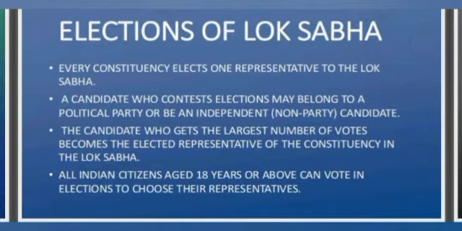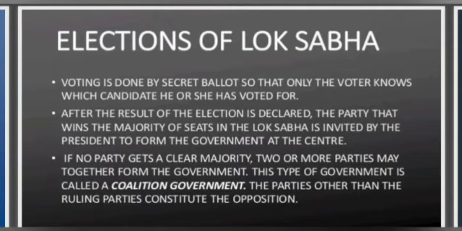Now, how the election is done: the voting is done by secret ballot, so that only the voter knows which candidate he or she has voted for. After the result of the election is declared, the party that wins the majority of seats in the Lok Sabha is invited by the President to form the government at the center. If no party gets a clear majority, two or more parties may together form the government. This type of government is called a coalition government.